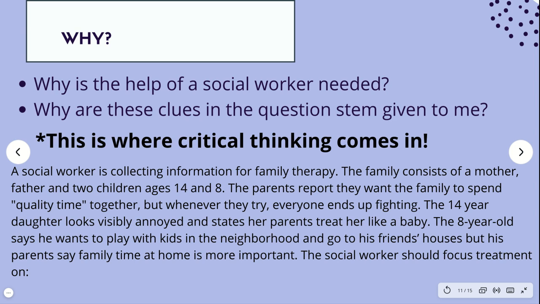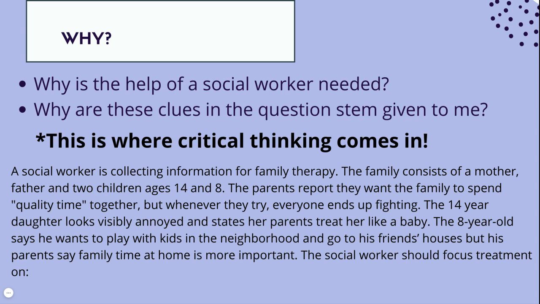Why? This is our last one. Who, what, where, when, why. Why is where you're going to use that problem solving, that critical thinking. Why is the help of a social worker needed? So why did this family come to us? Why does this question matter? Why are these clues given to me? So this is where you have to synthesize and analyze.